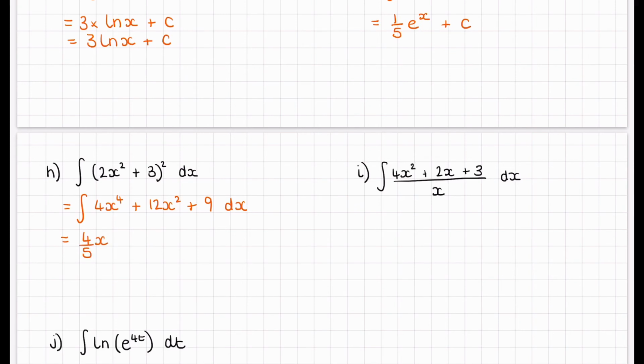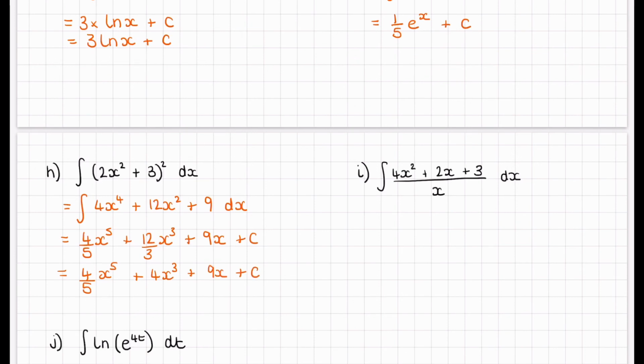So 4x to the power of 4 will become 4 on 5x to the power of 5 plus 12 on 3x to the power of 3 plus 9x plus c, and then simplify. So we'll have 4 on 5x to the power of 5 plus 4x cubed plus 9x plus c.